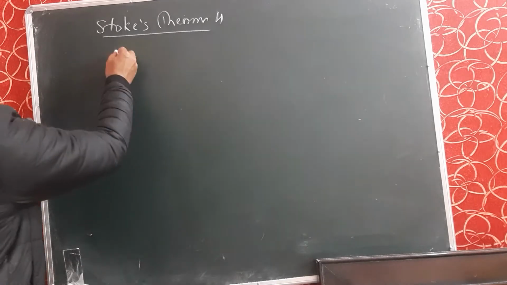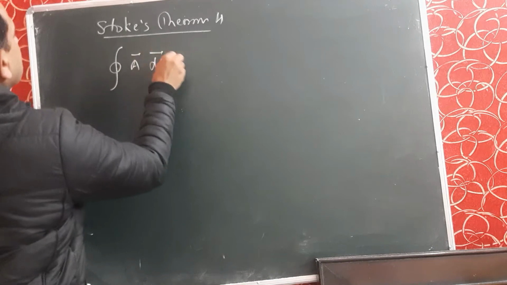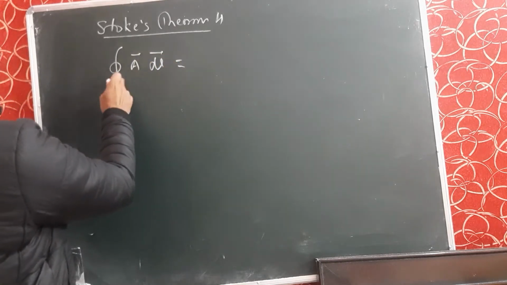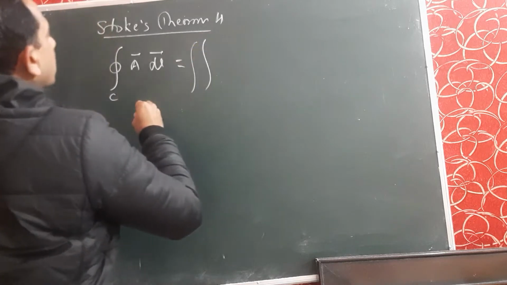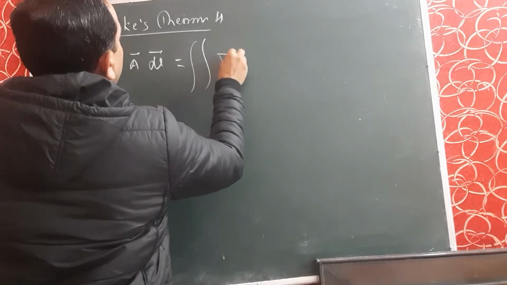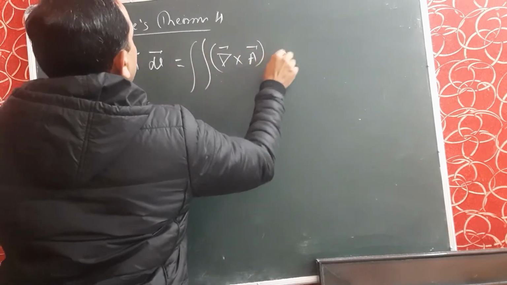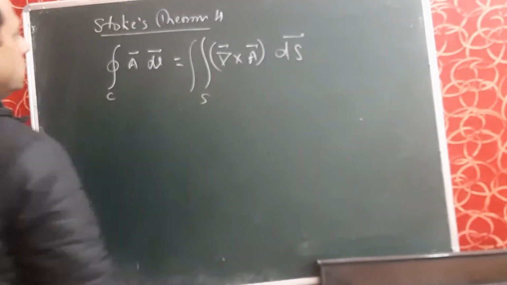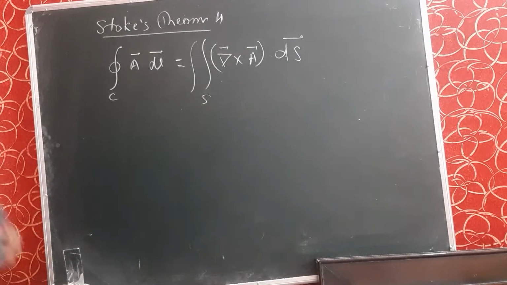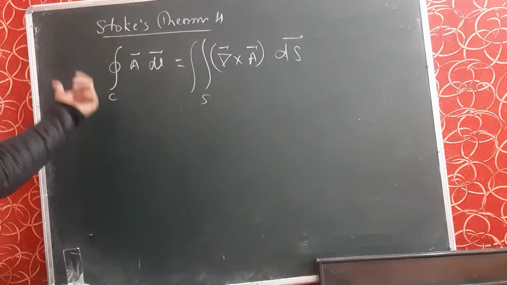Means the line integral of any vector, that is A dl for closed loop, is always equal to the double integral, means surface integral of curl of that vector into ds, this one, which we have already discussed, that how we convert single integral into double or double into single.